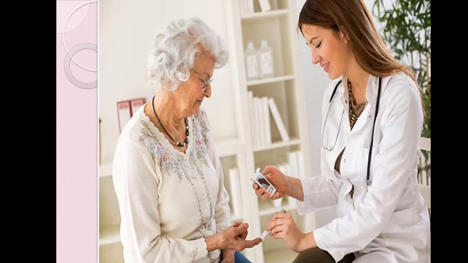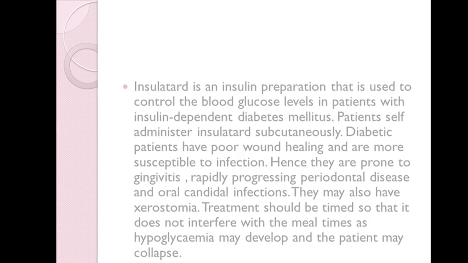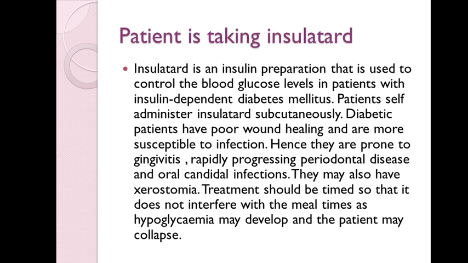having diabetes. This is a dental patient, and the patient is taking insulator. What is insulator? It is an insulin preparation that is used to control the blood glucose level in patients with insulin-dependent diabetes mellitus. Patients self-administer insulator subcutaneously. Diabetic patients have poor wound healing and are more susceptible to infection. Hence, they are prone to gingivitis, rapidly progressing periodontal disease, and oral candidal infections.